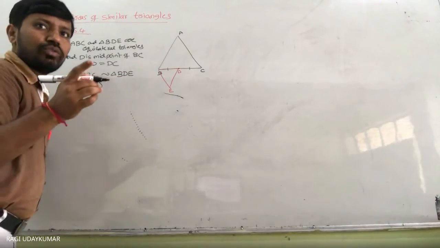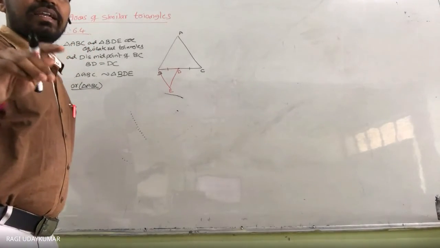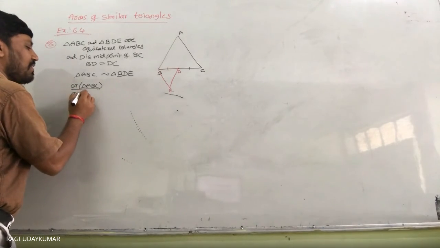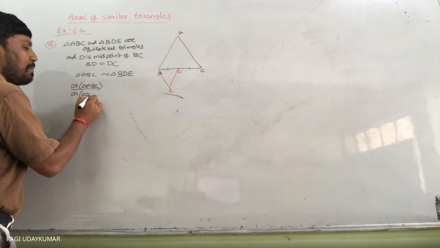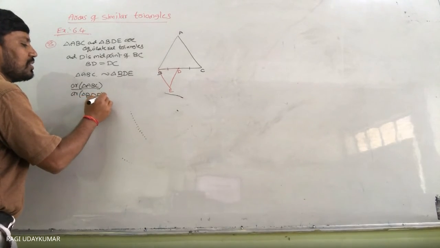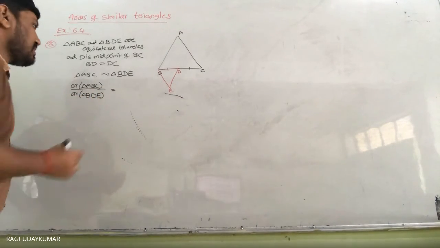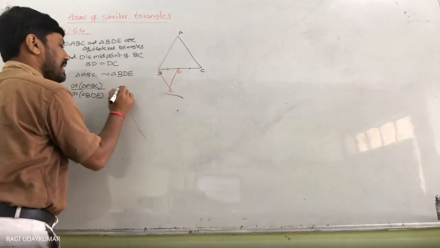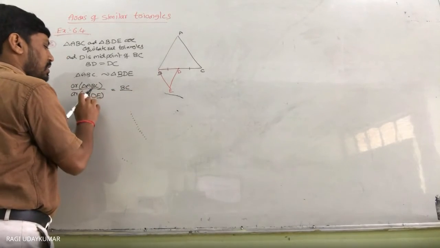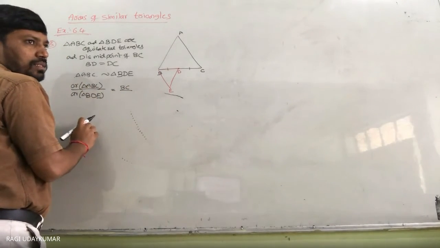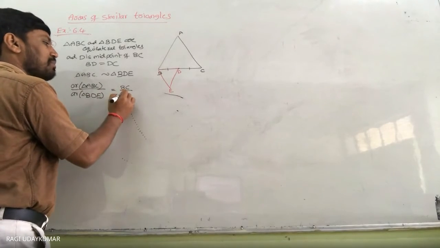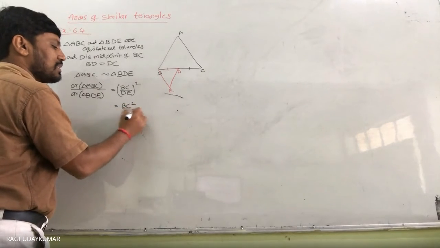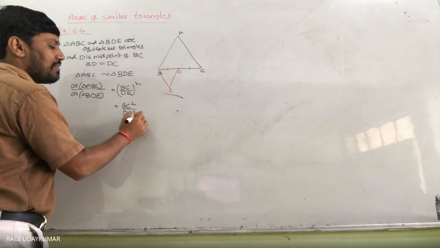What is the question asking? The ratio of the area of triangle ABC and BDE. So first take ABC. Whenever the terminology ratio is used, be careful. You can take any side, but I am taking the BC side. BC by DE whole square, so we get BC square by DE square.